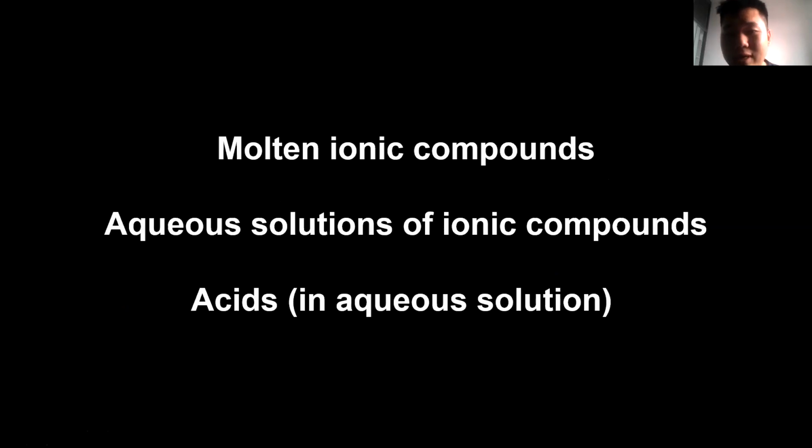So there are three types of compounds or solutions that can be electrolytes, and in this O-level syllabus in particular, only these three will be in the syllabus. The first one is molten ionic compounds. The most common example is NaCl in the liquid form. The meaning of molten is that solid NaCl is heated strongly until it turns liquid.